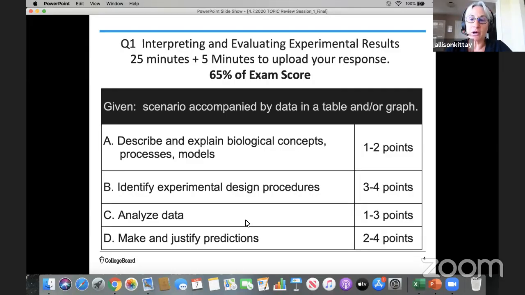And then this is where our task verbs come into play. Those of you that have been joining us know that we talk about the task verbs in each of our lessons. So you will be asked to describe and explain biological concepts, processes, or models. You will be asked to identify experimental design procedures, and you will be asked to analyze data as well as make and justify predictions. And you can see in the far right column the number of points that you would be awarded for each of those sections.